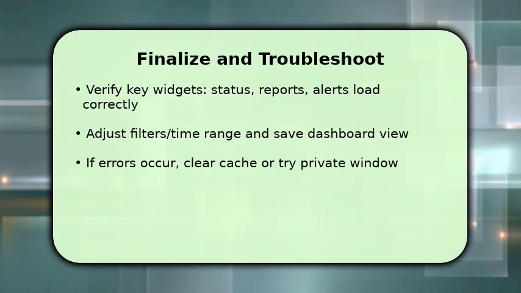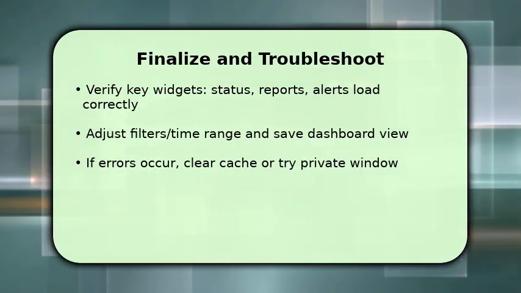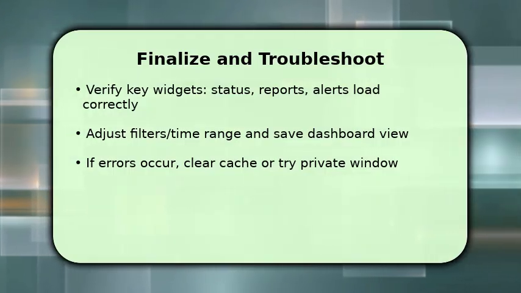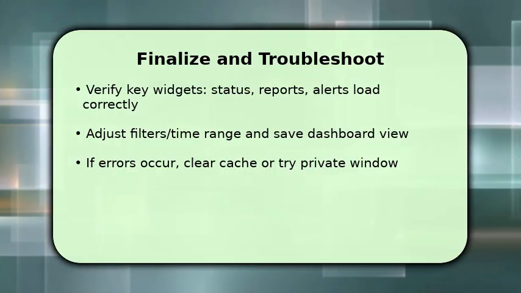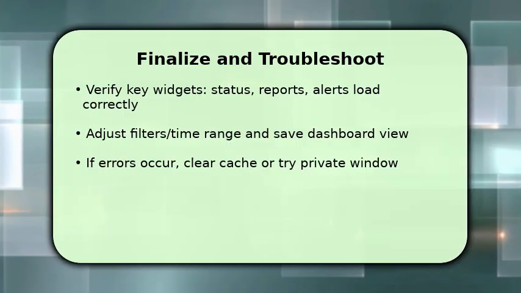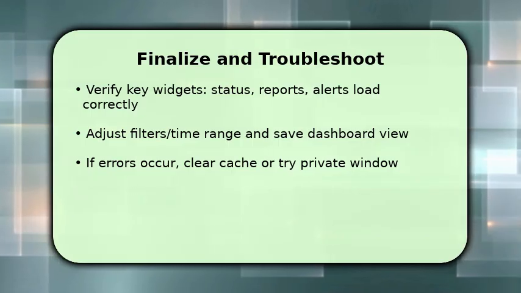To finish, confirm essential widgets such as system status, reports, and alerts display without errors. This validates backend connectivity. Then set your preferred filters and time range, and save the dashboard view so next access restores your context. If a widget shows an error or you see a permission message, first reload the page.